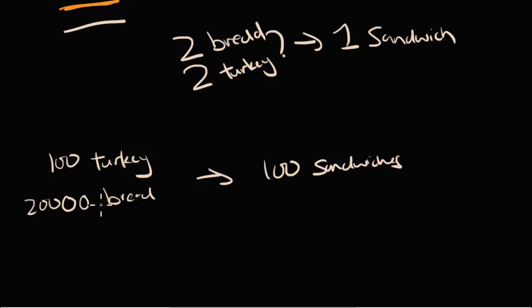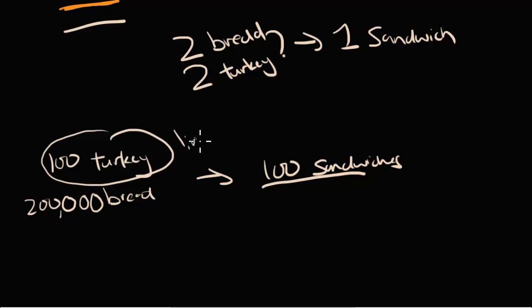What if I had 20,000 slices of bread? What if I had 200,000 slices of bread? Even though I had this much bread, because I don't have enough turkey, I can still only make 100 sandwiches. In this case, the turkey, this amount of turkey, limits the reaction. So turkey is the limiting reagent, right? Here it's very obvious. But in a chemical equation, it might be a little less obvious, so I'll show you how we solve these things, right?